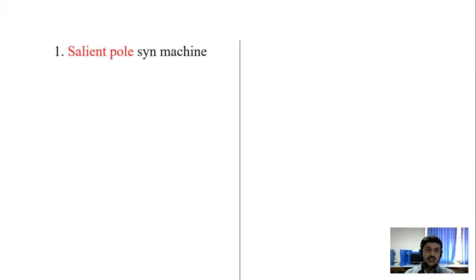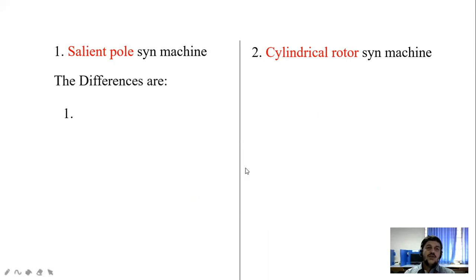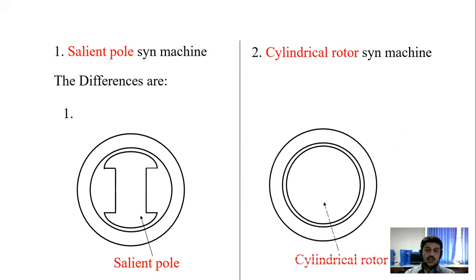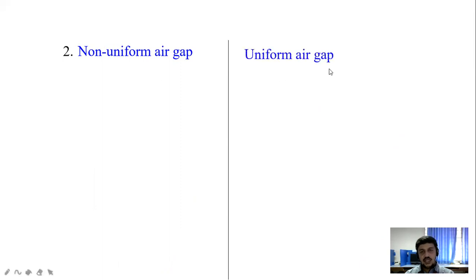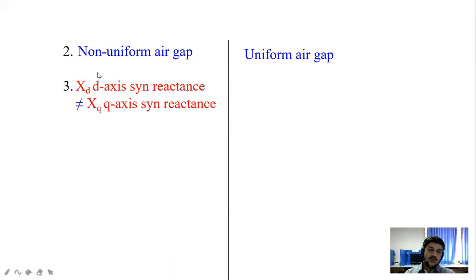Now, the second difference between the synchronous salient pole and cylindrical rotor synchronous machine. The first is the rotor structure, the geometrical structure, which I have already explained. Another difference is that the air gap is non-uniform in a salient pole machine, whereas the air gap is uniform in a cylindrical rotor machine. As the air gap is non-uniform, direct axis reactance and quadrature axis reactance are not the same for a salient pole machine, whereas in a cylindrical rotor machine, XD and XQ are both equal, and equal to the synchronous reactance XS.